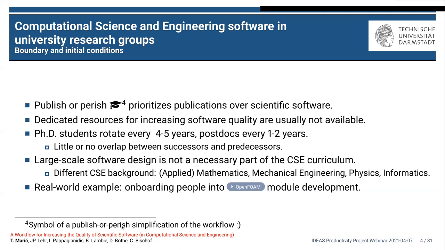The problem is that dedicated resources for increasing software quality for research software at universities are usually not available. So we don't have personnel that can take care of testing for us or make sure that the quality is improved. And we also have rotation of employees: PhD students every 4 to 5 years, postdocs every 1 to 2 years. And there's often very little or basically no overlap between successors and predecessors. And this complicates the software quality or software development a lot.